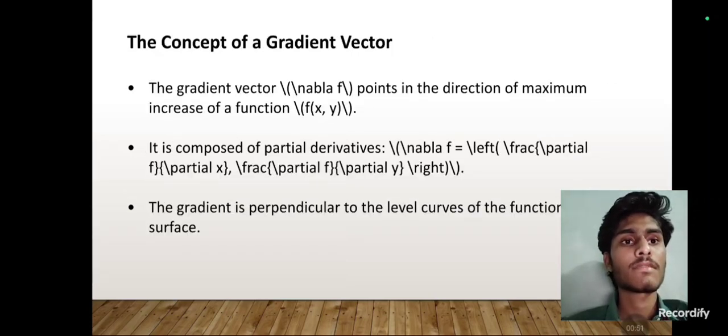The concept of gradient vector. The gradient vector points in the direction of maximum increase of the function. It is composed of partial derivatives. Nabla f is equal to the vector of partial derivative of f with respect to x, and partial derivative of f with respect to y. This gradient is perpendicular to the level curves of the function's surface.